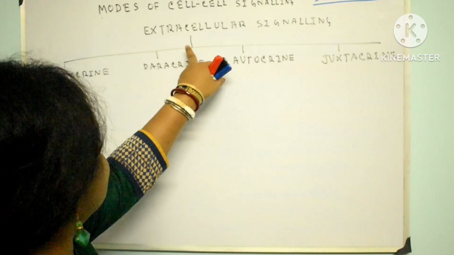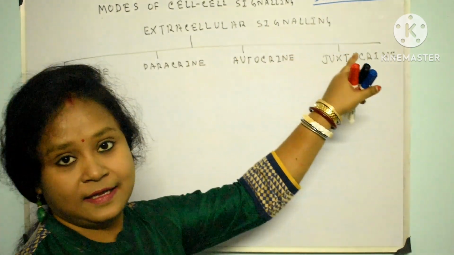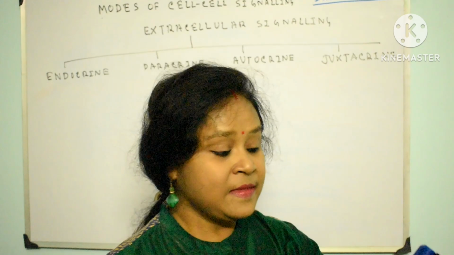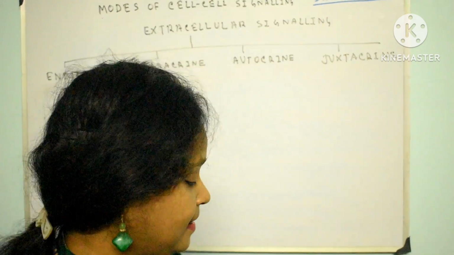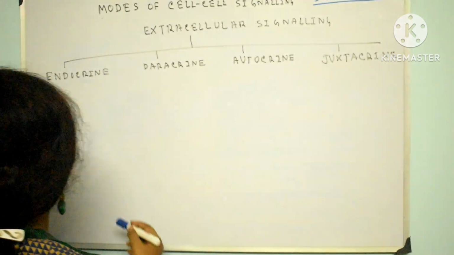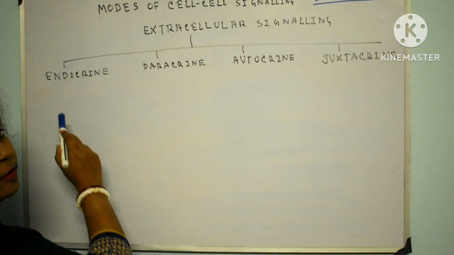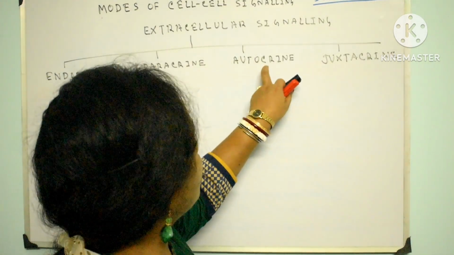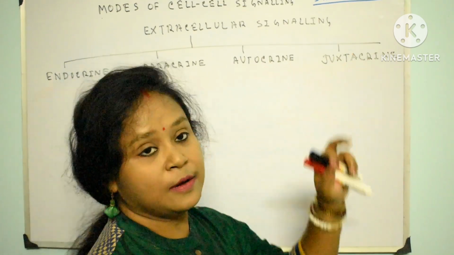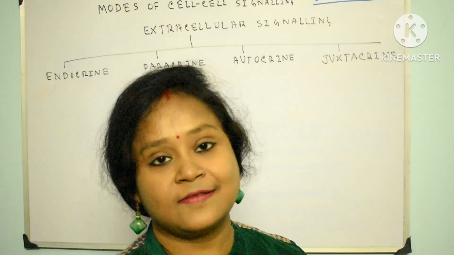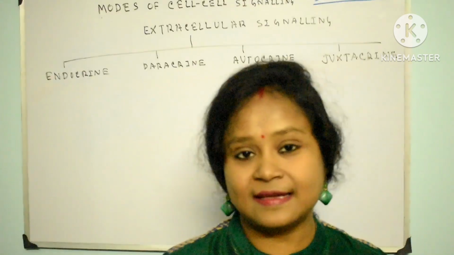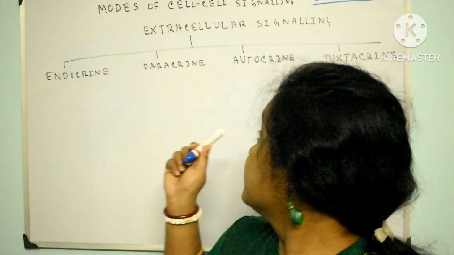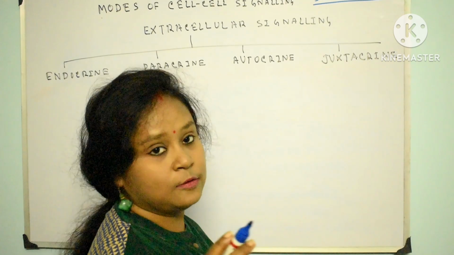So, extracellular signaling, and this extracellular signaling is of four types. Point number 1, endocrine signaling. Point number 2, paracrine signaling. Point number 3, autocrine signaling, and point number 4, juxtacrine signaling. Now let's discuss in some detail the four types of extracellular signaling.